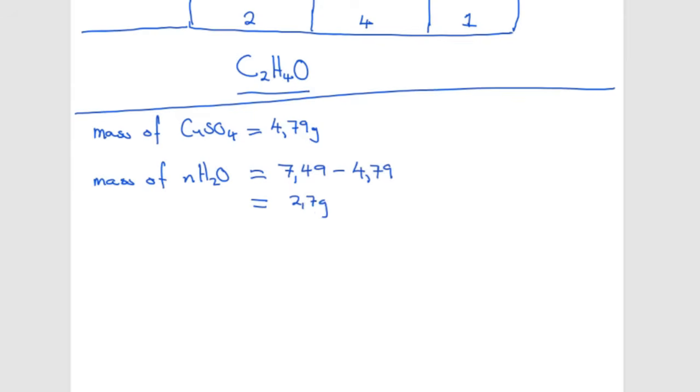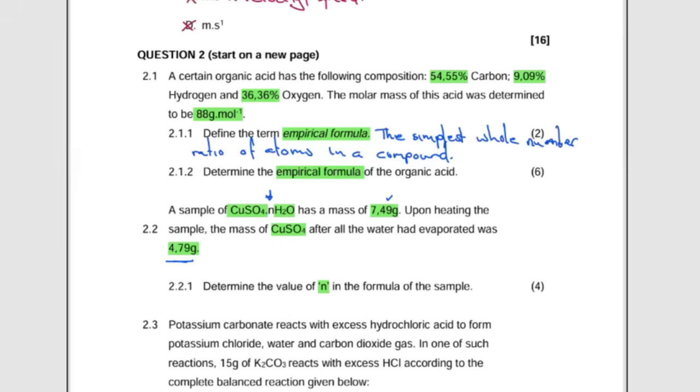So 2.7 grams is the mass of water that we actually have. After that, we're going to recall the formula: number of moles is equivalent to m over M, right? So if you look here, we are looking for this n, which is the number of moles.